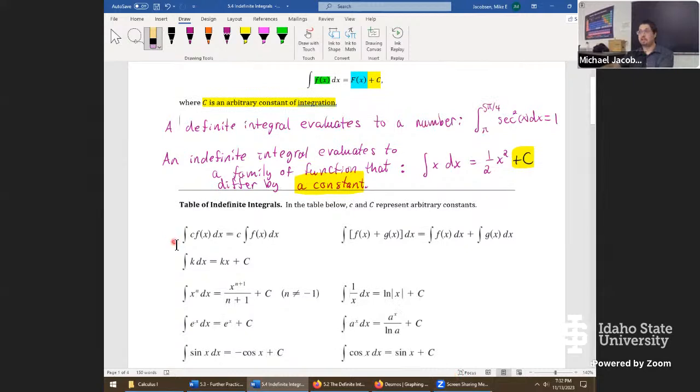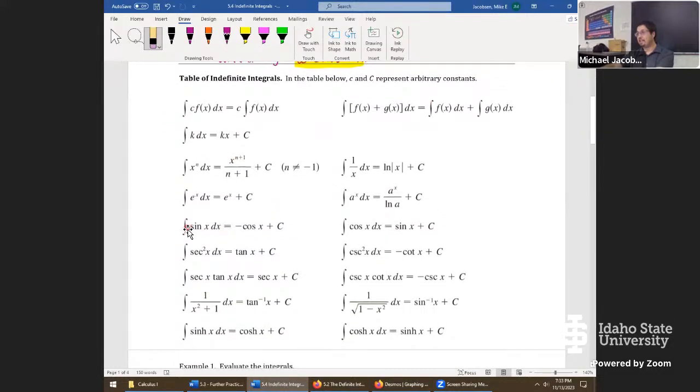First ones are just properties. Antiderivative of a constant times a function is the constant times the antiderivative of the function. We expected that already. We also have the sum law. We have the constant law right here. And then this one is definitely good stuff. We've used this a lot. That's our power rule going in reverse.